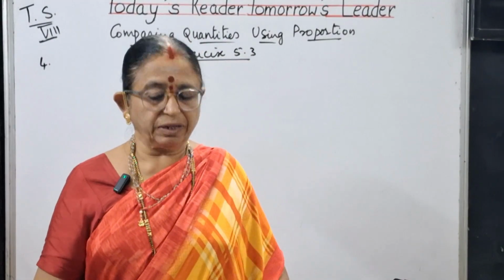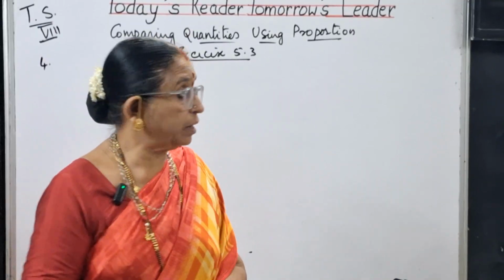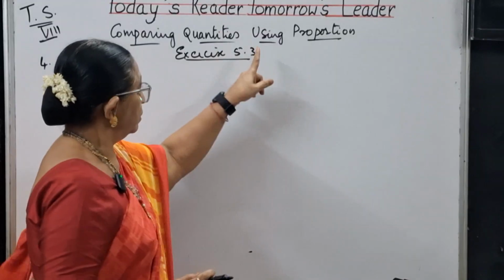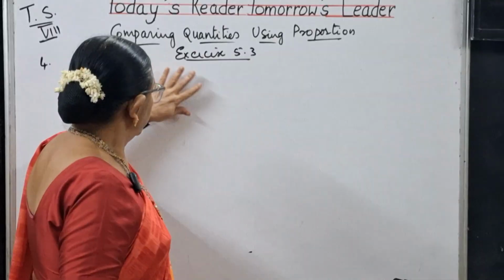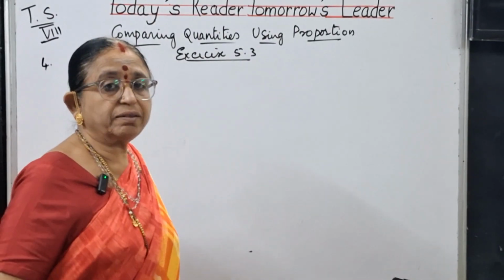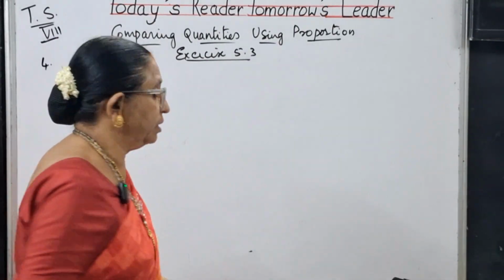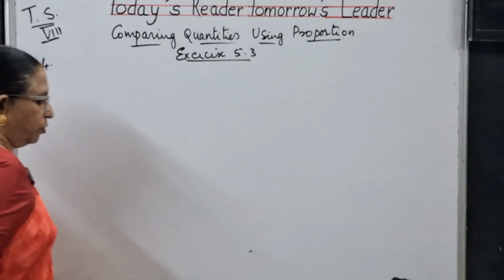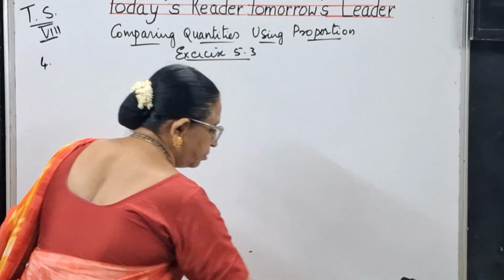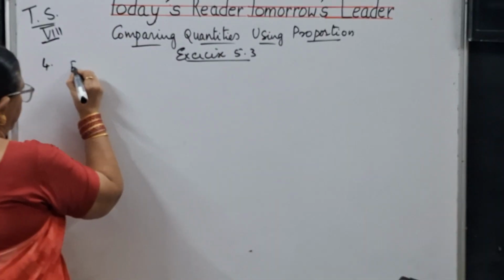I am now dealing with 8th class, comparing quantities using proportion. In that 5.3 exercise, 3 sums I have already done. Now I am doing 4th sum. Find the amount and compound interest.